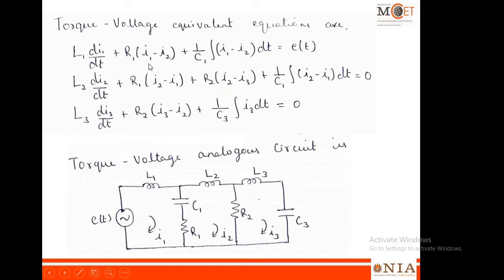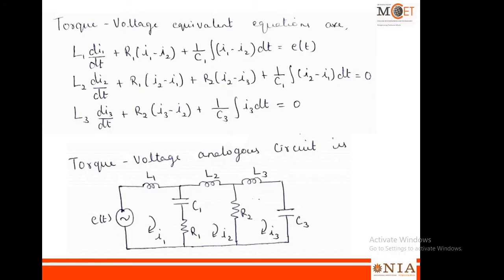So there are three currents I1, I2, I3. So we have taken three loops with loop currents I1, I2, I3. If an element is shared between two currents, then it comes in common. See here R1 and C1 are common between I1 and I2. So R1 and C1 come in common, and then R2 is common between I3 and I2. So R2 is kept common between these two loops, and the voltage is given only to the first loop.